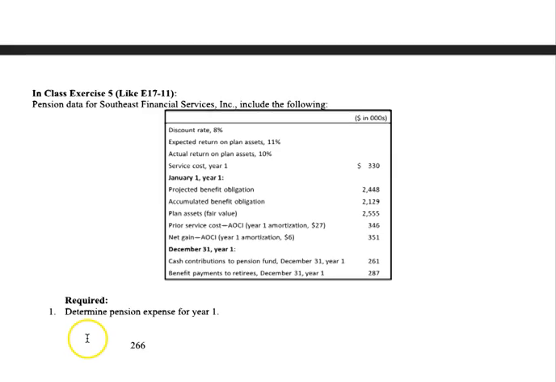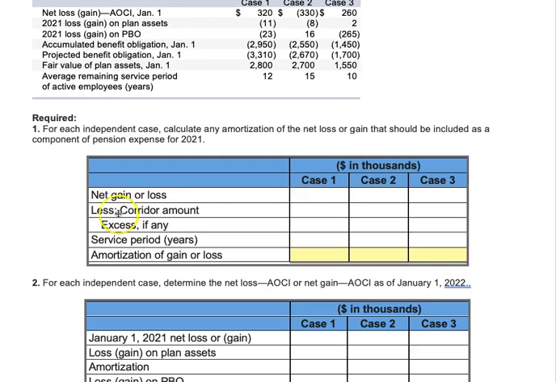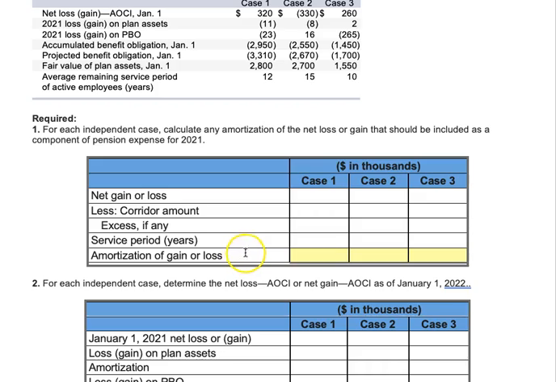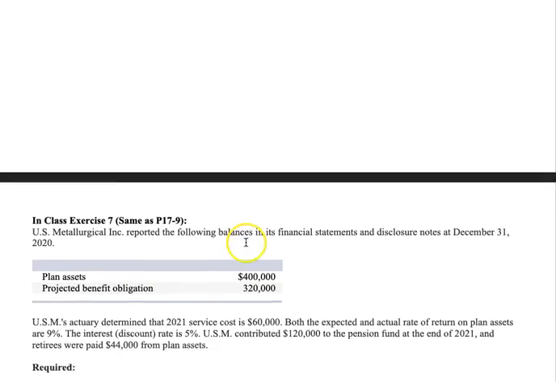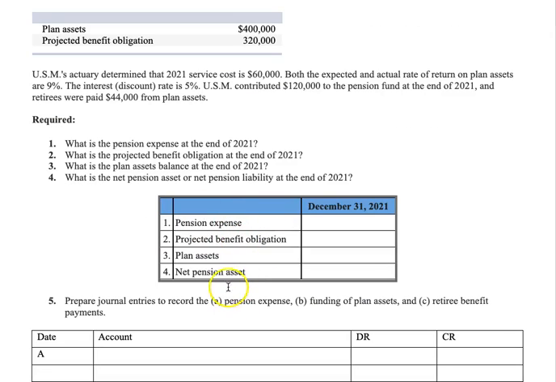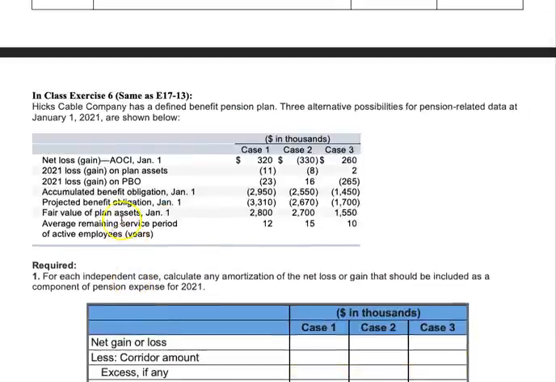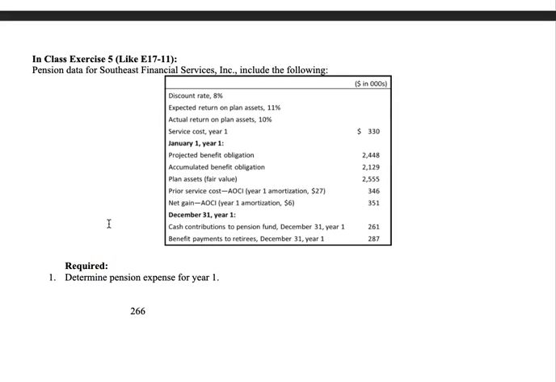I'll be posting the solutions for the rest. So if you look down, exercise 6 is actually just the corridor test, which we just went over how to do, so you should be able to do it. And then problem 7 is, again, just another pension expense, and you go through and you figure out, just like we did in your pension worksheet, the balances in your accounts. Okay, so I'll post the solutions for these. You should be okay if you watch the videos we've done and the other pension videos that are out there.